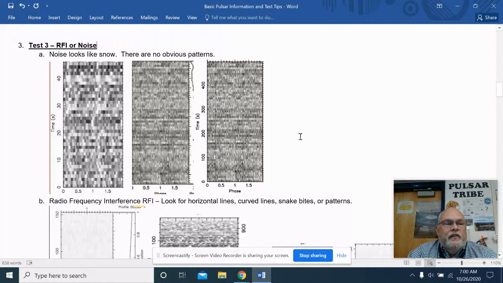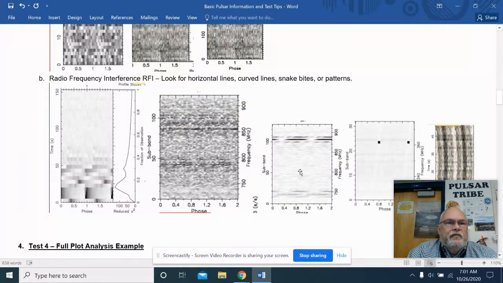Noise. If you turn an old TV on, or even a new one, I guess, and there's no signal going into it, you're going to see what I call snow. It's no real pattern, random dots here and there. And that's typically what we call snow in radio astronomy. So if you see something like that, you're going to say it's snow. And radio frequency interference, we're going to have a long talk about that, but not right now.